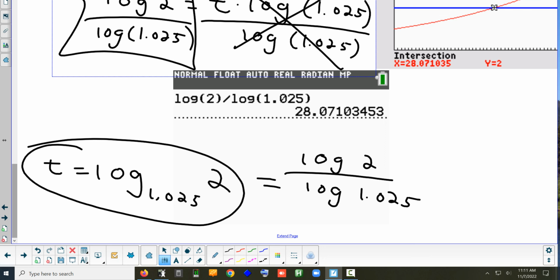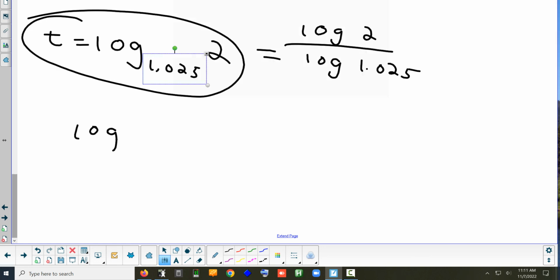So that should give you an idea of how you can take a log where the base is any number you want. All you have to do is take the log of the argument and divide by the log of the base. So like if you wanted to figure out log base 3 of 8, all you'd have to do is log of 8 divided by log of 3, because the 3 is in the bottom and it's lower, so it goes in the bottom.